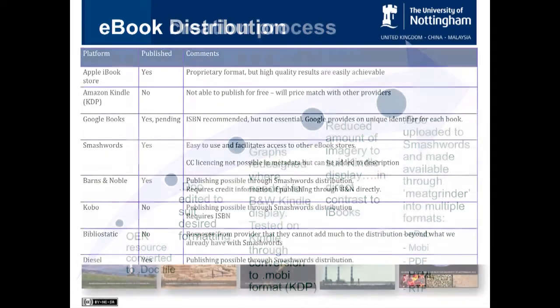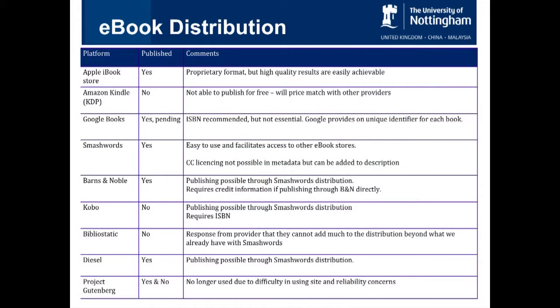So we pushed things out to a whole bunch of different places. Some people might work at some of these places in here, maybe not. So it's on the Apple iBook store. We tried to push it out onto the Amazon store, but we're not able to publish for free on there. We're looking to push it into Google Books. We use Smashwords, which is a site which allows a number of different functionalities.